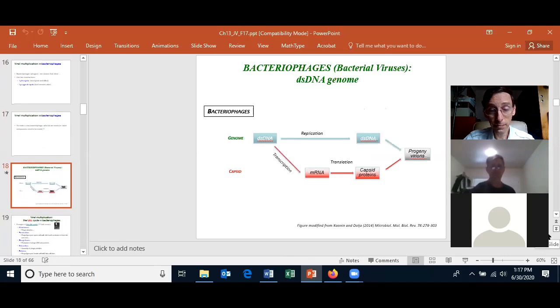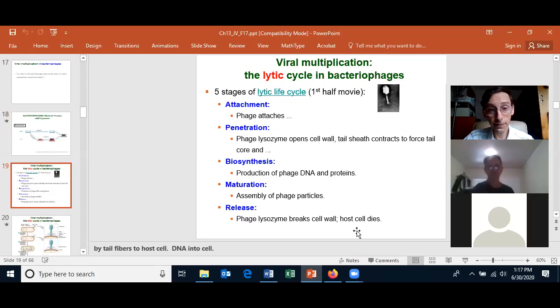And when the virus is replicating, it needs to replicate its genome and then transcribe that genome into messenger RNA, viral messenger RNA, and translate that into viral proteins, and then make the new virion by putting the capsid proteins together with the viral genome. The lytic life cycle goes through 5 stages: attachment, penetration, biosynthesis, maturation of the new viruses, and then release.